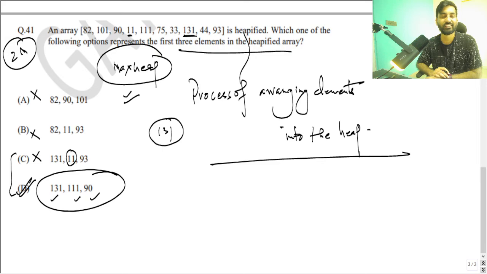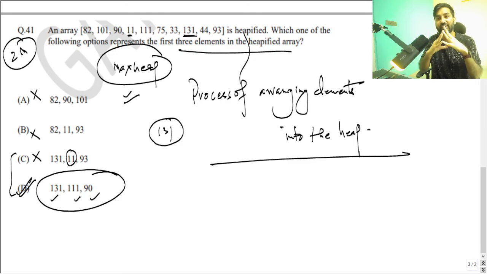I hope this makes sense. So in case of max heap, the first three elements in the heapified array are going to be 131, 111 and 101. So the three largest elements are 131, 111 and 101, right? You can also check whether it is a min heap or not, but by default, whenever a GATE question is asked and they did not mention anything regarding max or min heap, they are just saying you have to perform the heapify operation, you have to heapify this array.